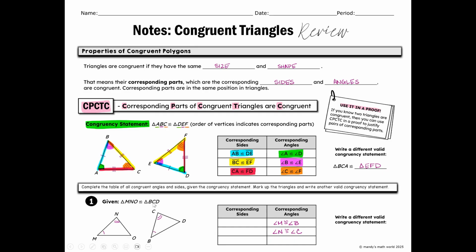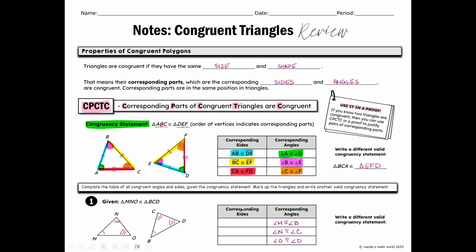They're in the second position. So I'm marking up these triangles and I'm writing the corresponding angles. Then angle O is congruent to angle D. O is in the third position, D is in the third position.